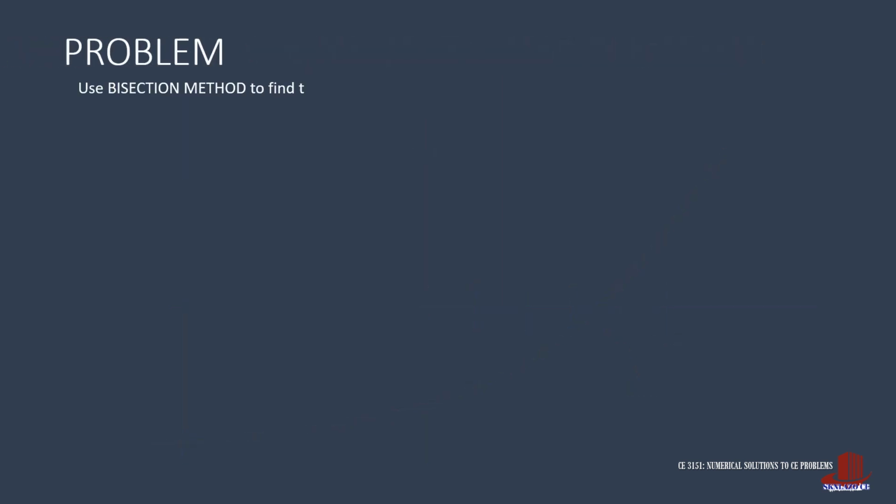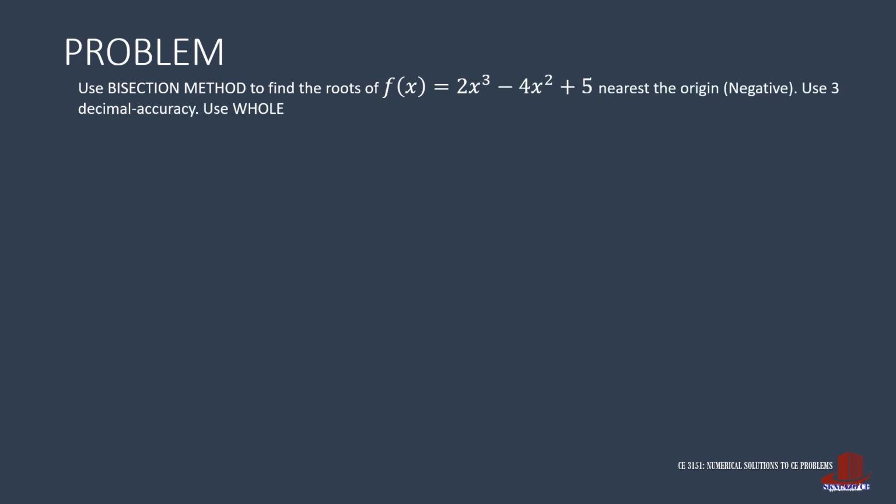The problem to illustrate this method includes f of x is equal to 2x cubed minus 4x squared plus 5. We are to look for the root nearest the origin, on the negative side, and we would only need 3 decimal places, but still, the initial values are whole numbers. So just like any other method, we start with the initial values, using the given instructions.